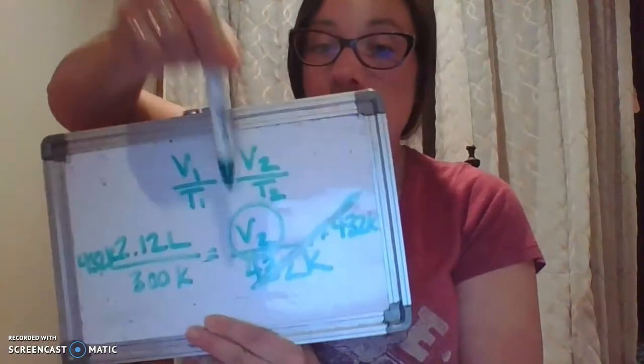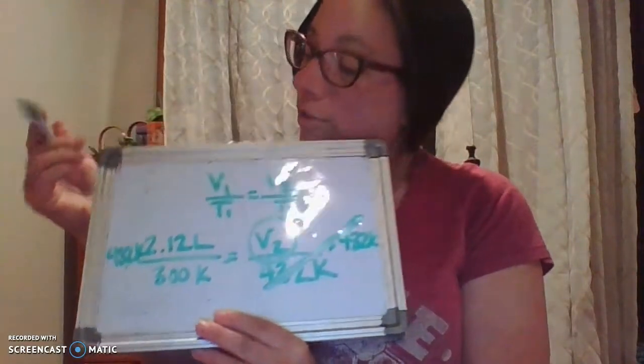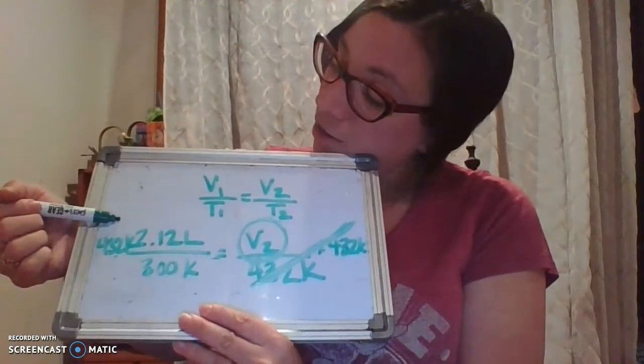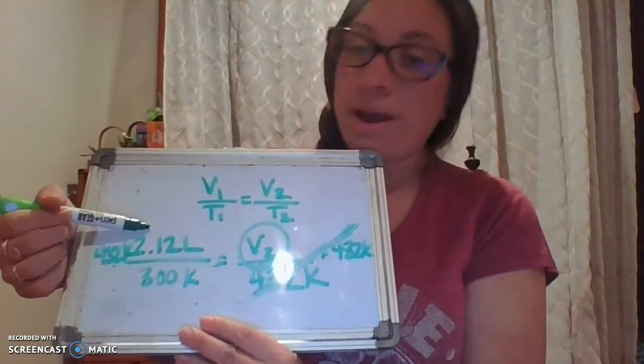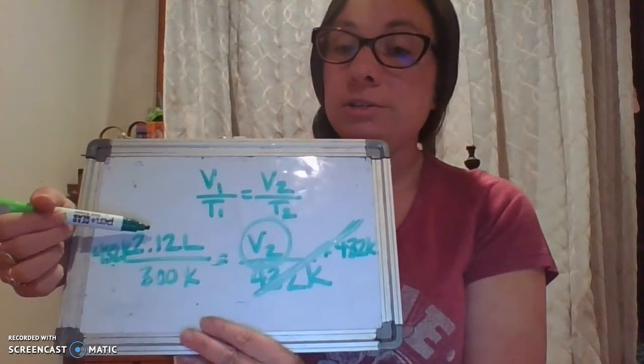I'm left with volume 2 all by itself. And then over on the other side, I'm multiplying that 432 by the 2.12 liters and then dividing it by the 300 Kelvin. And that'll give me volume 2. So let me just solve this. Why don't you guys solve it with me? 432 times 2.12 divided by 300, and that gives me a volume of 3.05 liters.